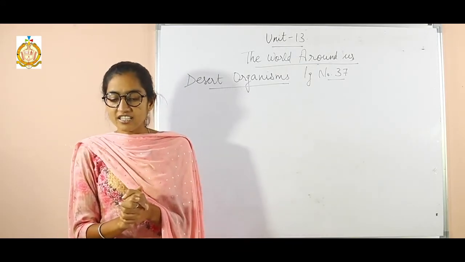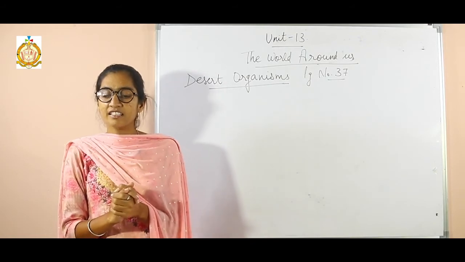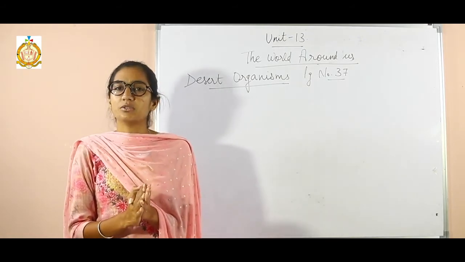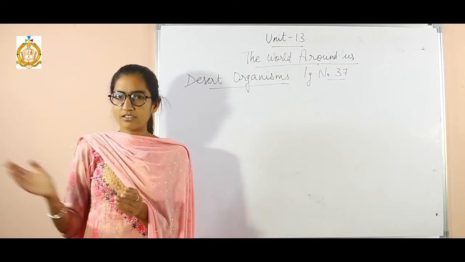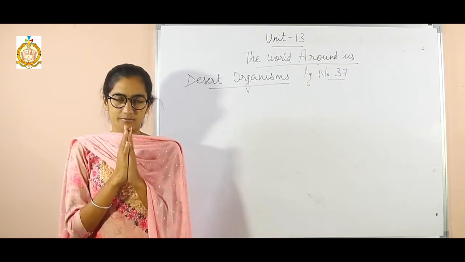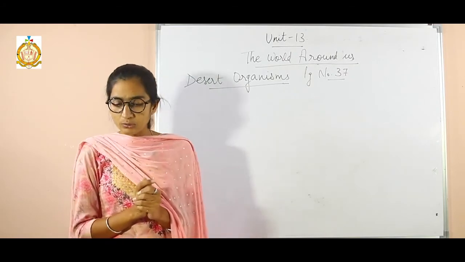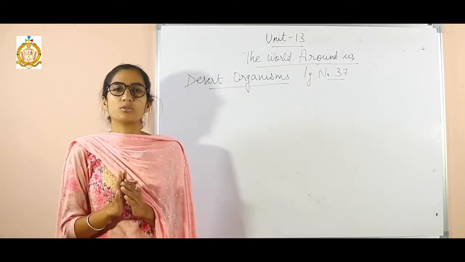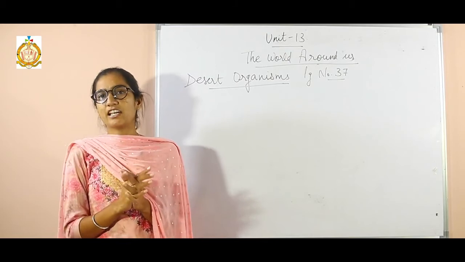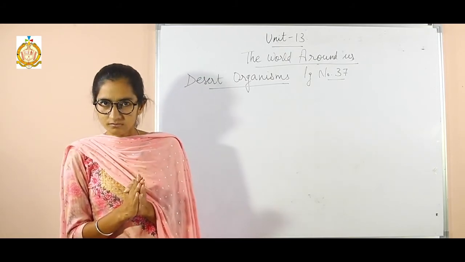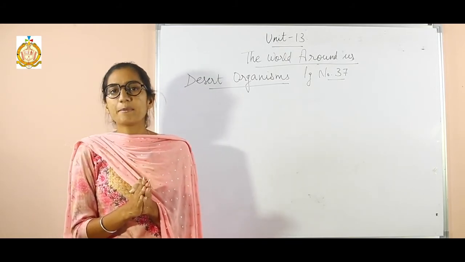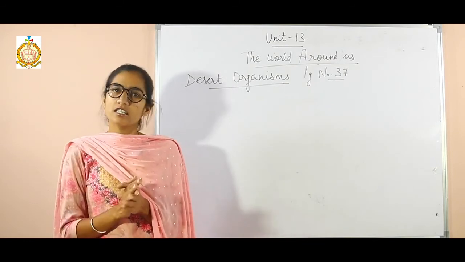First one is a tree that has heart-shaped leaves and is sacred to the Hindus. You have seen this in your surroundings. Which tree can it be? Can you guess? It is the pipal tree. You can see it in your surroundings.